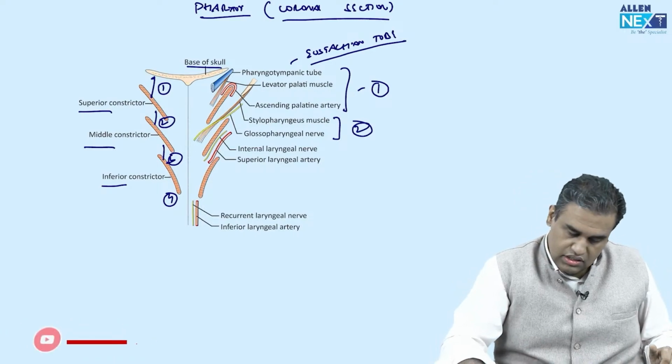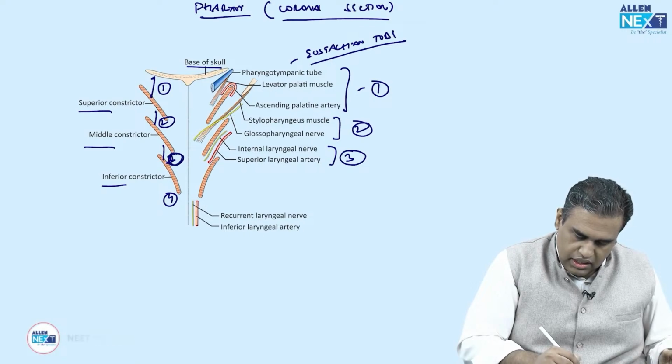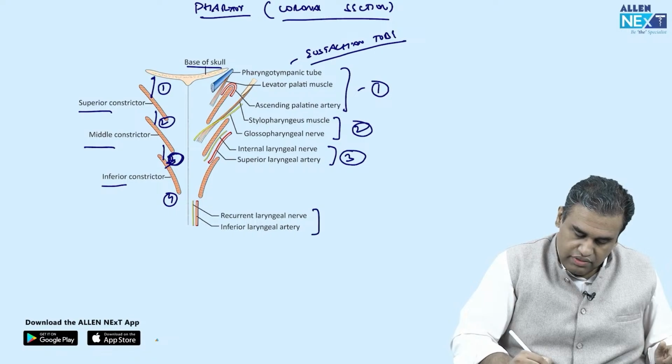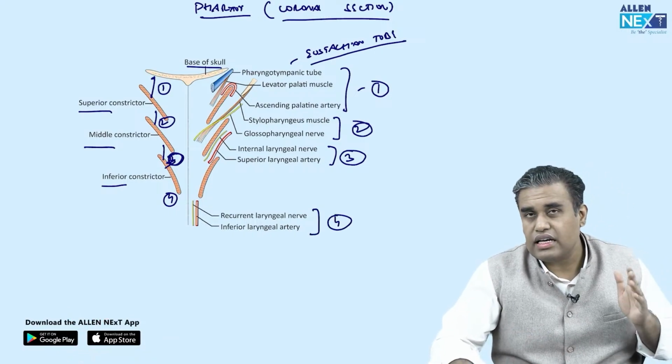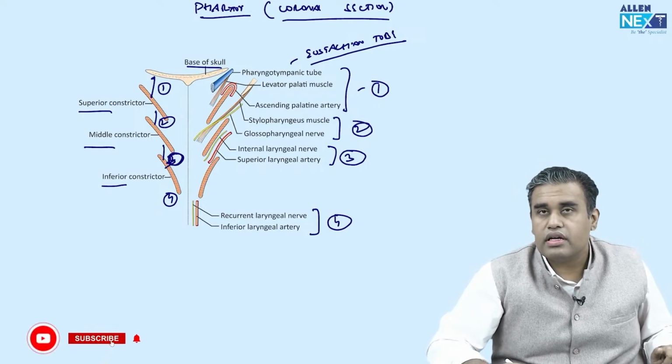ये स्पेस नंबर 2 हो गया, ninth nerve और उसकी मसल स्टाइलोफेरेंजिस। बिटवीन द मिडिल एंड इंफीरियर ये हो गया स्पेस नंबर 3, internal laryngeal nerve and superior laryngeal artery. और below the inferior constrictor स्पेस नंबर 4, याद रखना है स्पेस, कोई भी पूछ सकते हैं, इमेज याद रखिए, try to remember the contents over here.